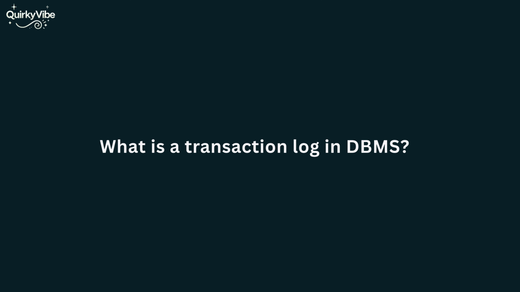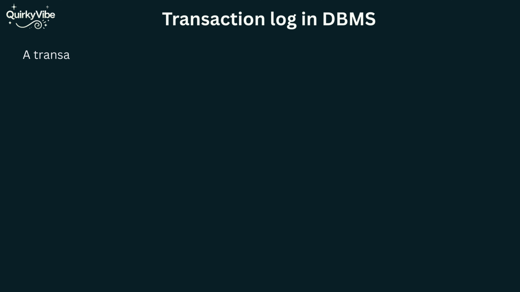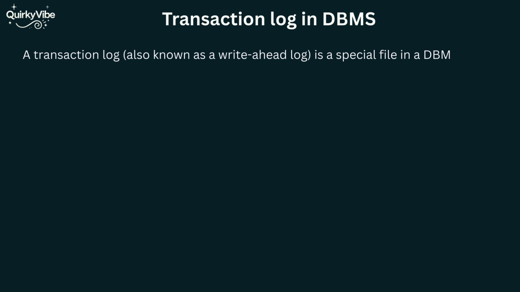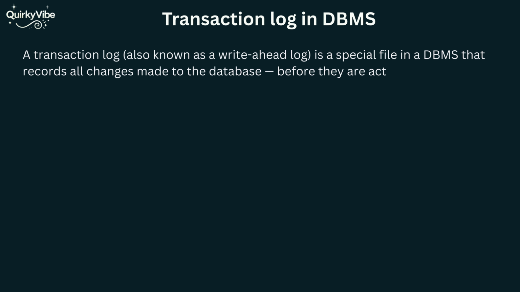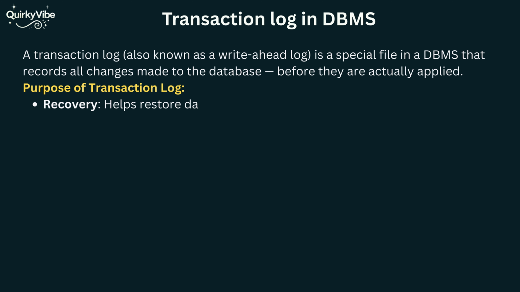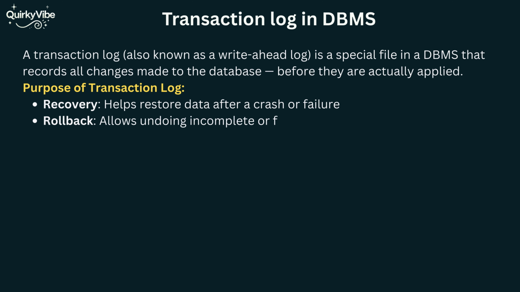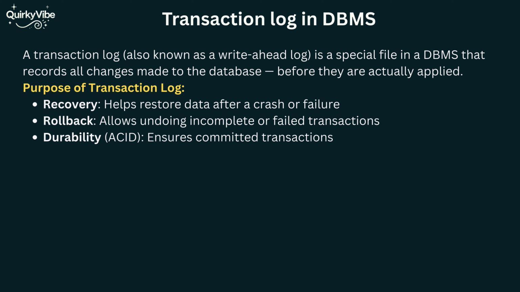What is a transaction log in DBMS? A transaction log, also known as a write-ahead log, is a special file in a DBMS that records all changes made to the database before they are actually applied. Purpose of transaction log: Recovery, helps restore data after a crash or failure. Rollback, allows undoing incomplete or failed transactions. Durability, ACID, ensures committed transactions are not lost.